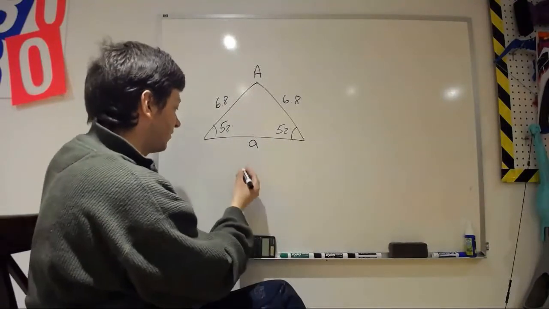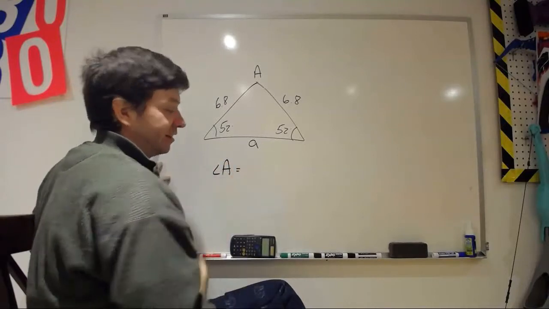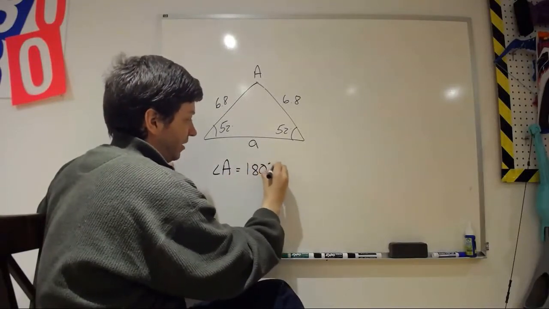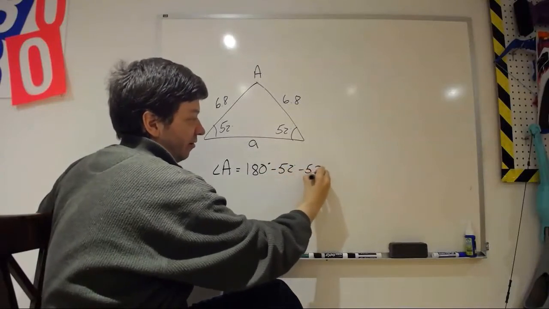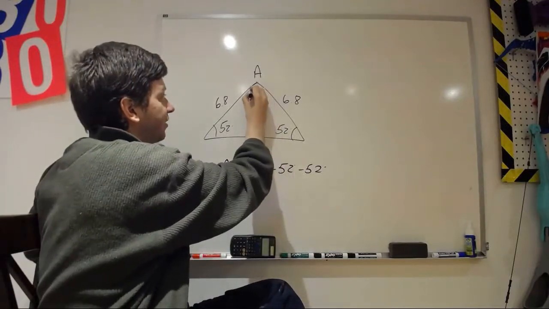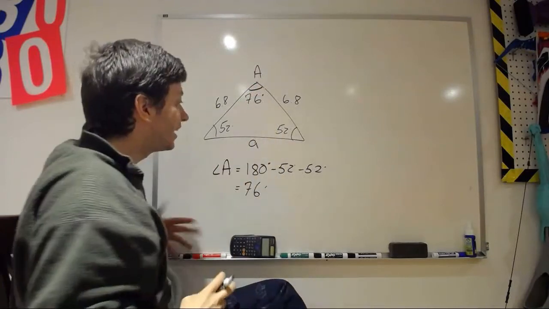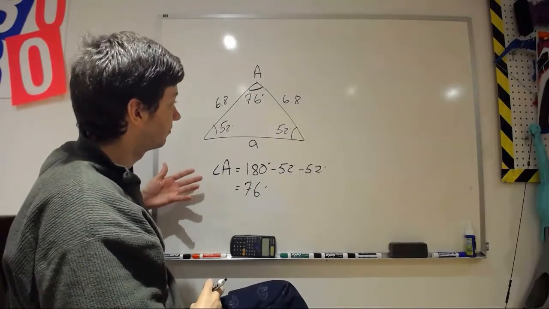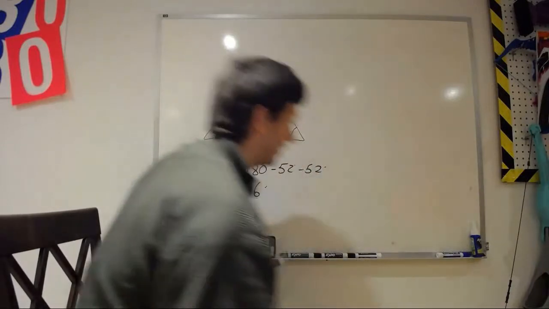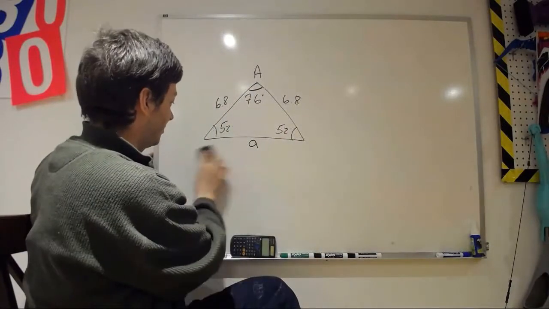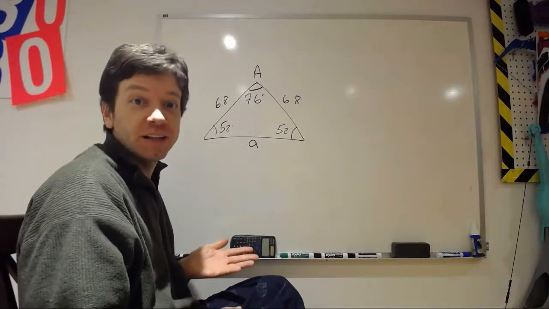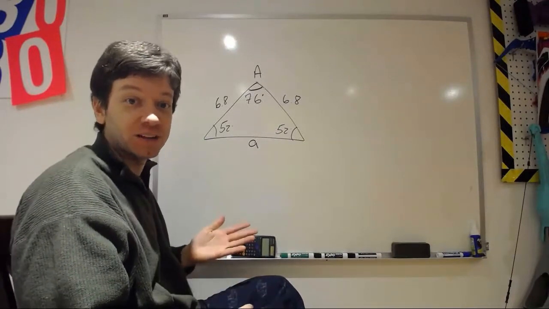To do that, we'll find angle A by using the interior angle theorem, which says all angles in a triangle add up to 180 degrees. So we'll do 180 minus 52 minus 52, and that's going to equal 76 degrees. So this angle here is 76 degrees. Now you can pick your favorite. I'll use the sine law. It's certainly a little bit easier, especially with acute angles, and we're not going to talk about sine law in obtuse angles. But by all means, try the cosine law. You should get the same answer that I get with sine law.